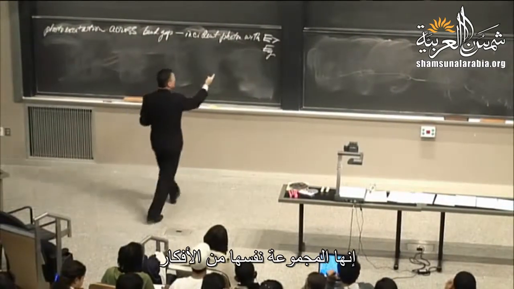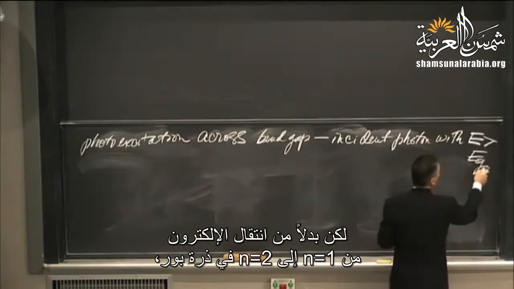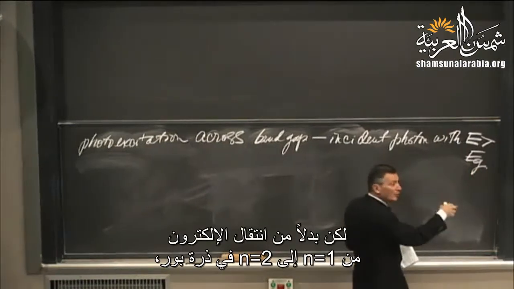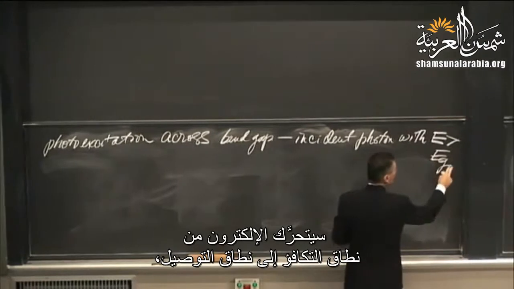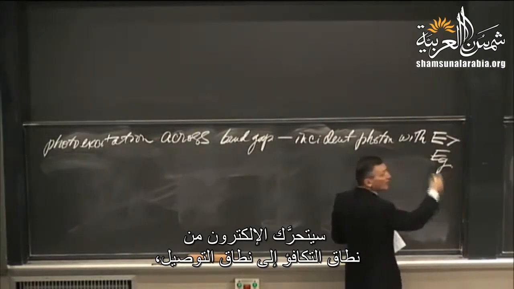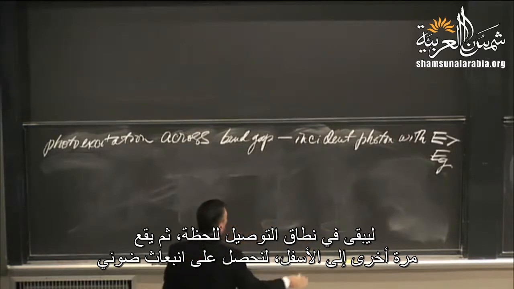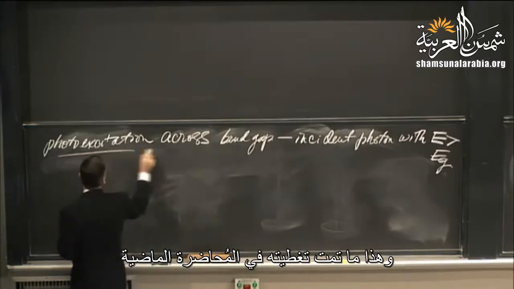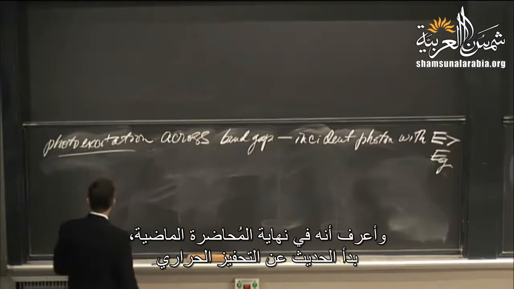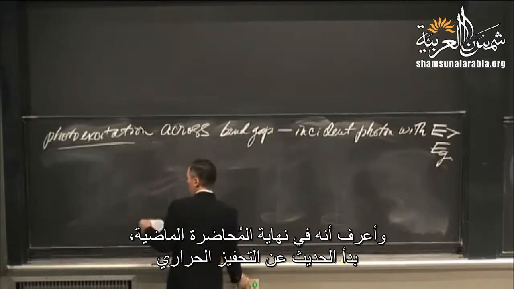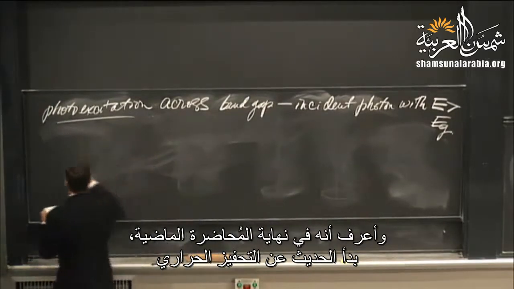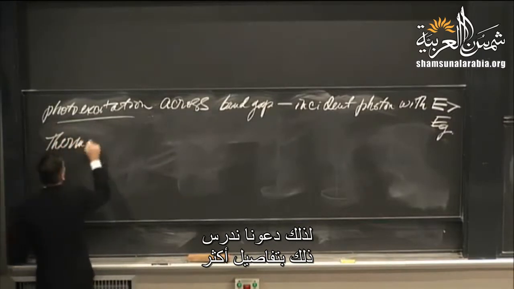It's the same set of ideas, only instead of moving from n equals 1 to n equals 2 in the Bohr atom, you're moving from the valence band to the conduction band. Sitting in the conduction band momentarily, you fall back down, and you get a photo emission. So that was covered last day. And I know towards the end of the lesson, he started talking about thermal excitation. So let's look at that in a little more detail.